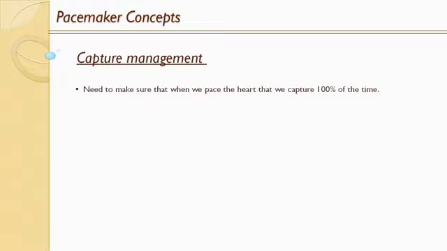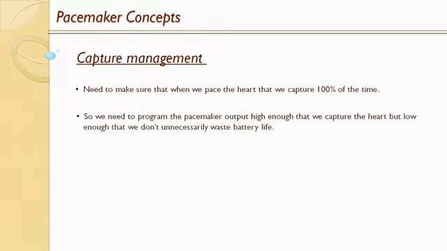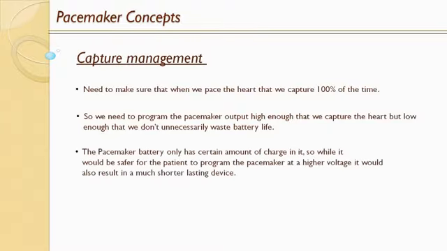This is capture management. When checking the device, we need to make sure that when we pace the heart, we capture 100% of the time. So we need to program the pacemaker output high enough that we capture the heart, but low enough that we don't unnecessarily waste battery life. The pacemaker battery only has a certain amount of charge in it, so while it would be safer for the patient to program the pacemaker at a higher voltage, it would also result in a much shorter lasting device.